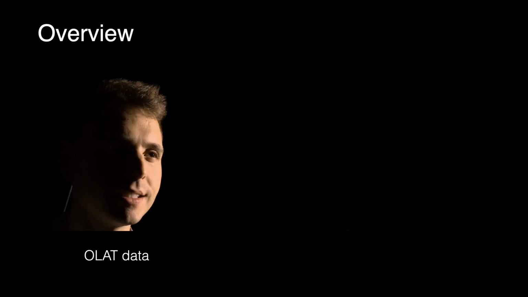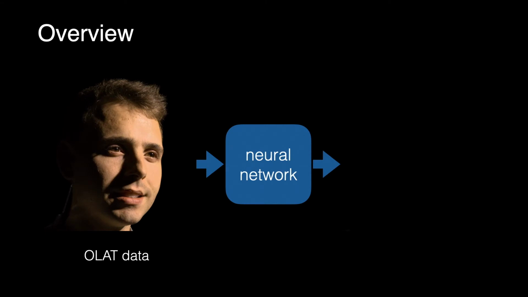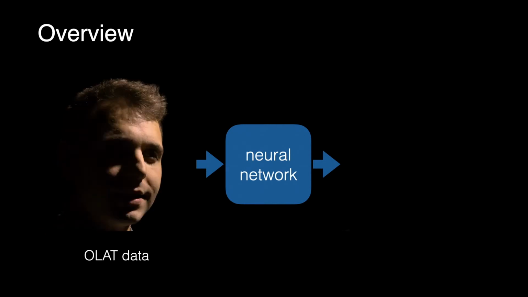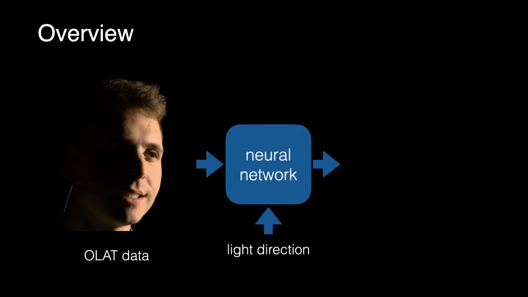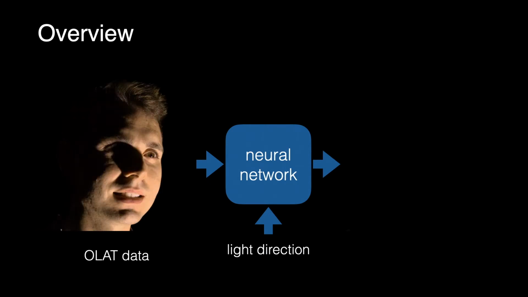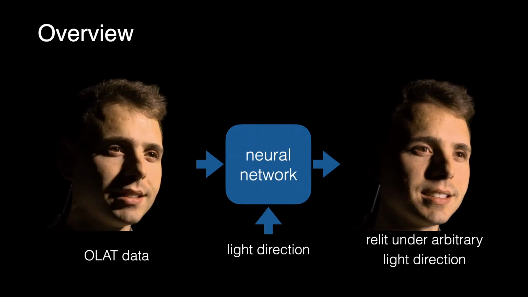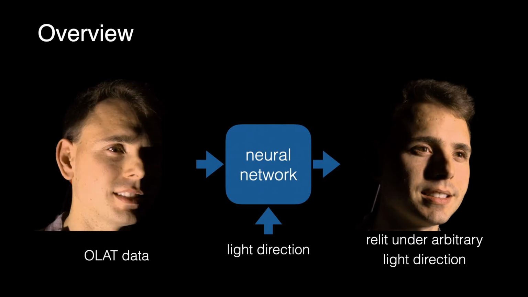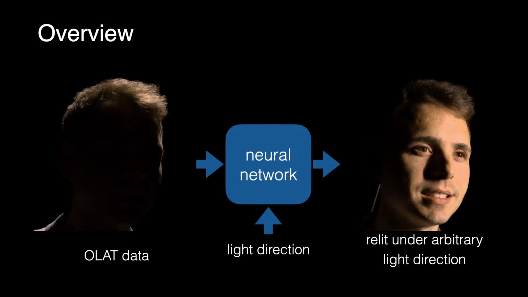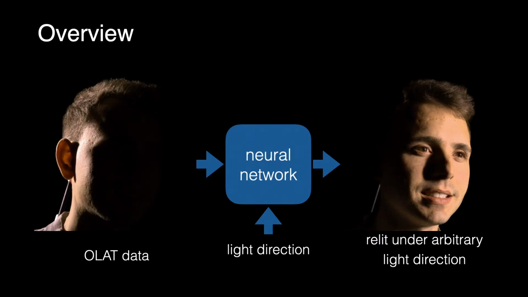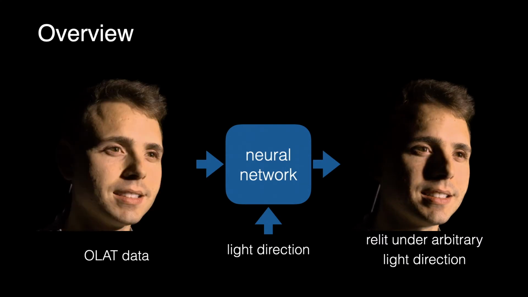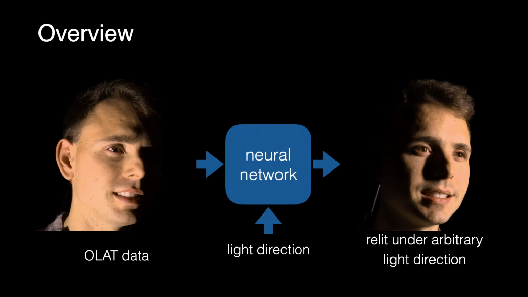Our problem is formulated as this. Given an OLAT, which contains images lit by all the LEDs on the light stage, we want to use a neural network to encode the reflectance field information, so that when given an arbitrary light direction, the network can predict the corresponding image lit by the query directional light. In other words, we want to upsample the lighting resolution on the light stage, so that we do not have to restrict ourselves to 300 physical LEDs on the light stage.